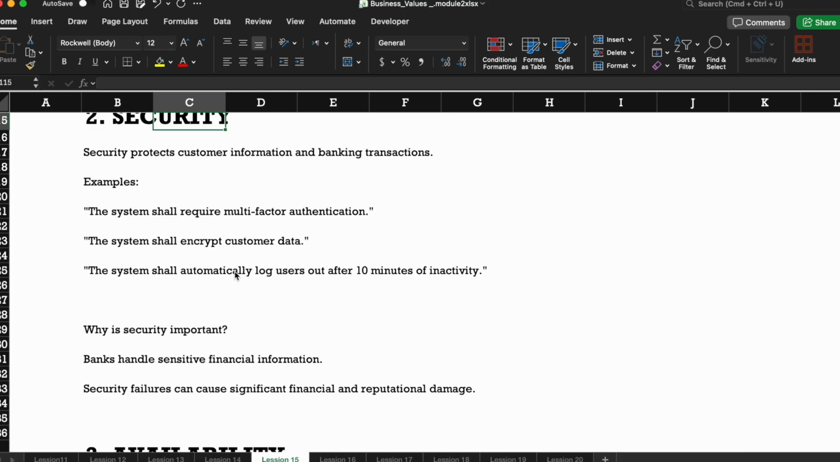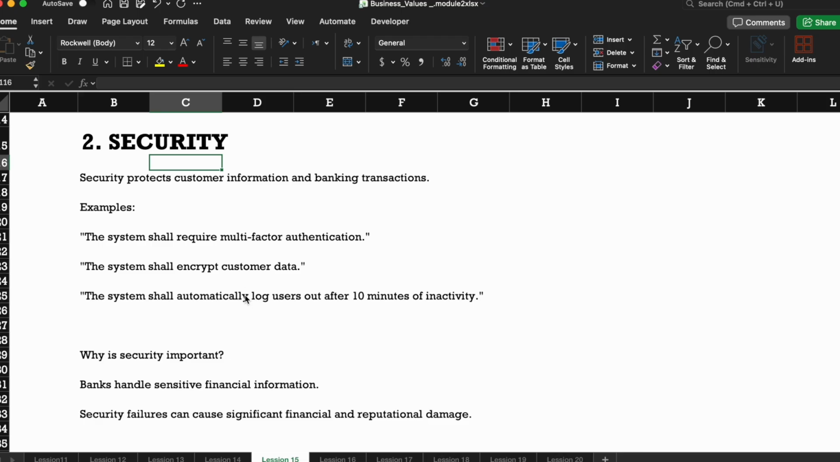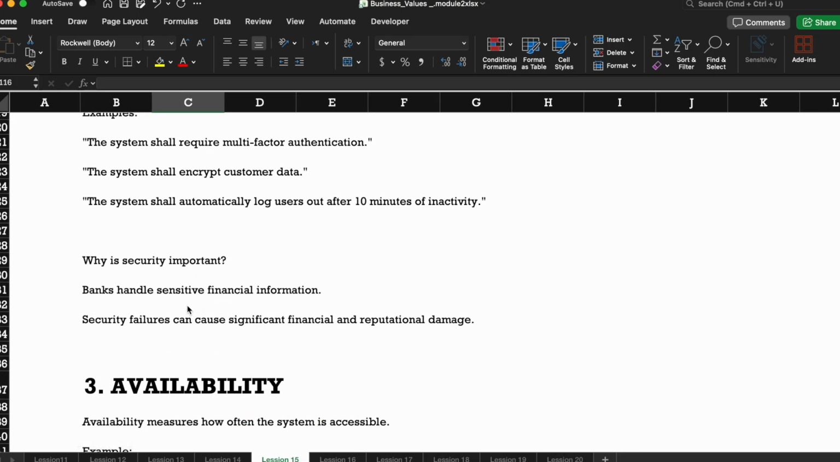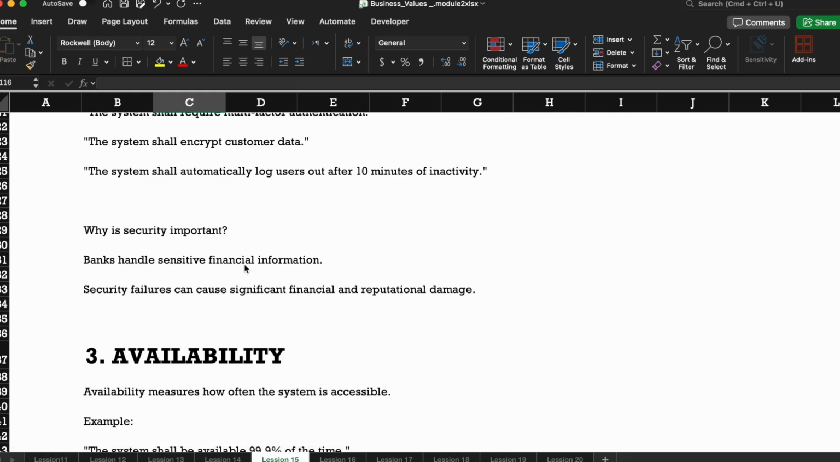So for your safety, the system automatically forces a log off if your screen has no activity for a set period, some based on the company and the security importance of the application. If there is inactivity, the system automatically logs off your account. That's a very important non-functional requirement. Why is security important? The bank handles sensitive financial information. Security failures can cause significant financial and reputational damage.